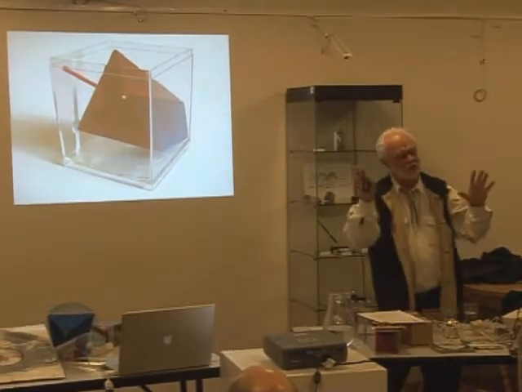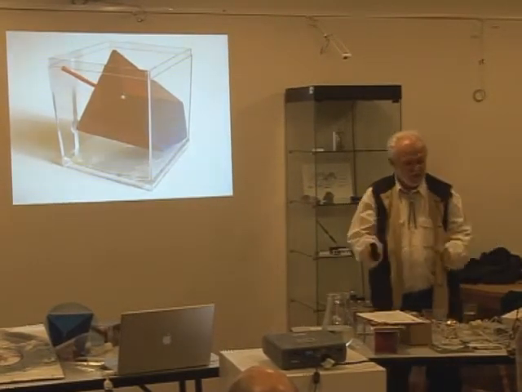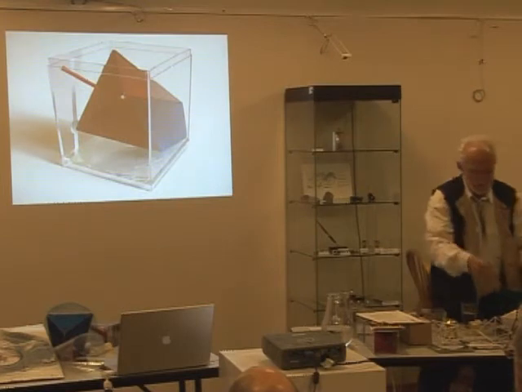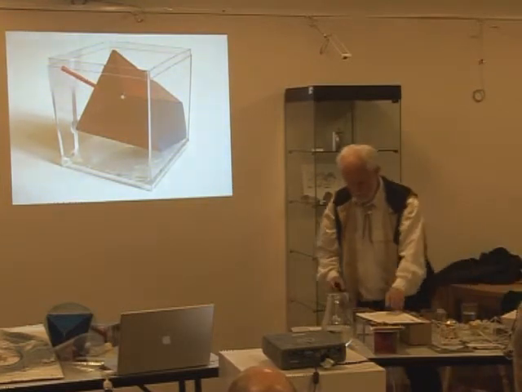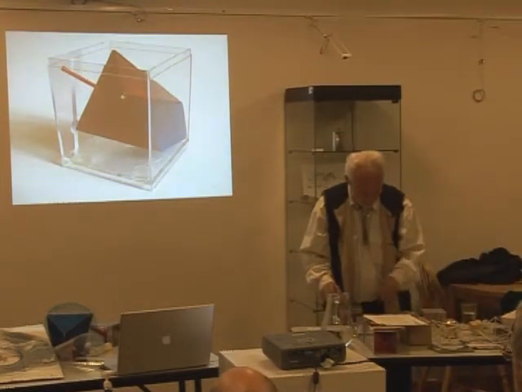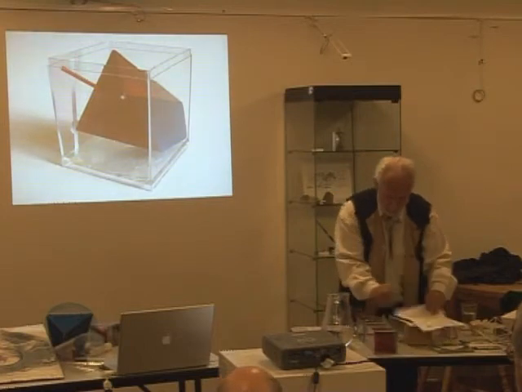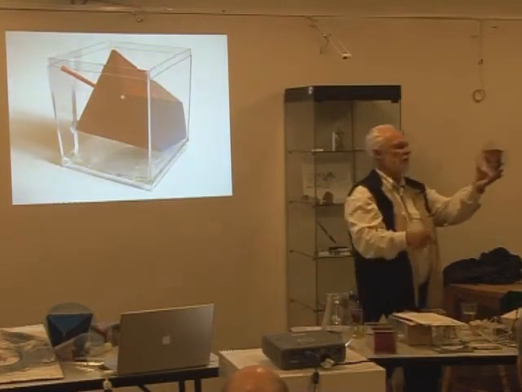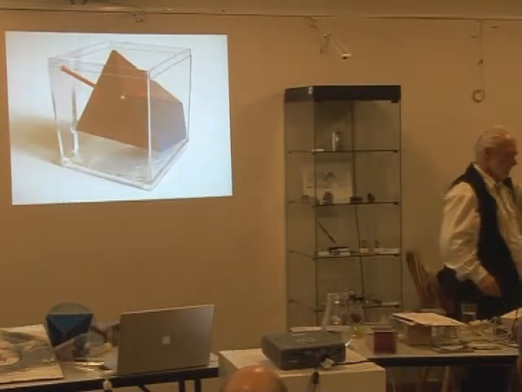I need to find out where this form is coming from. If I could find out where it's coming from in this process, then maybe I'll find it in the world. Okay, so let's see if I can find that little guy. And there he is. Here's the 7-sided form in the cube.